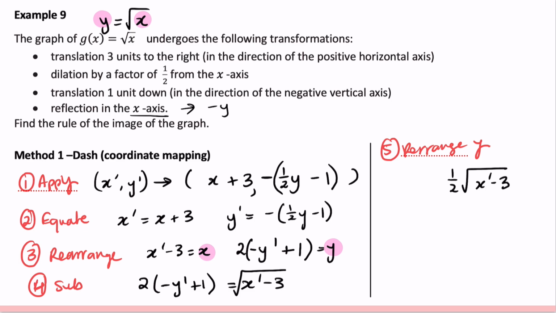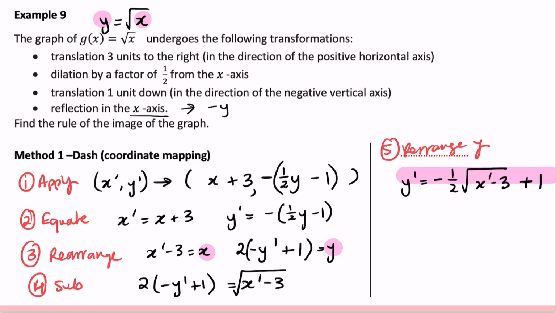Then I'm going to take the 1 over by subtracting 1. And then I'm going to multiply everything by negative to get rid of that negative in front of the y. So that would be negative and then a plus. So this will be our final equation.